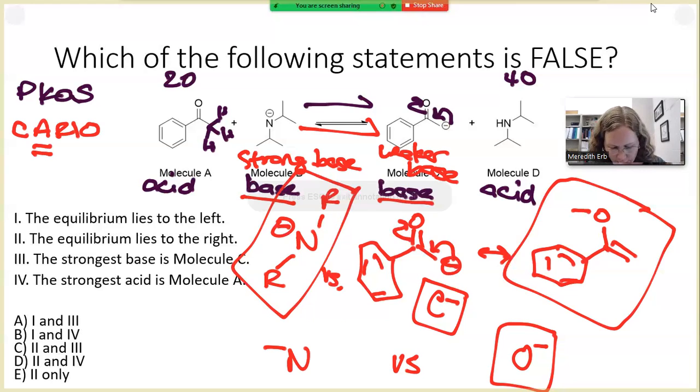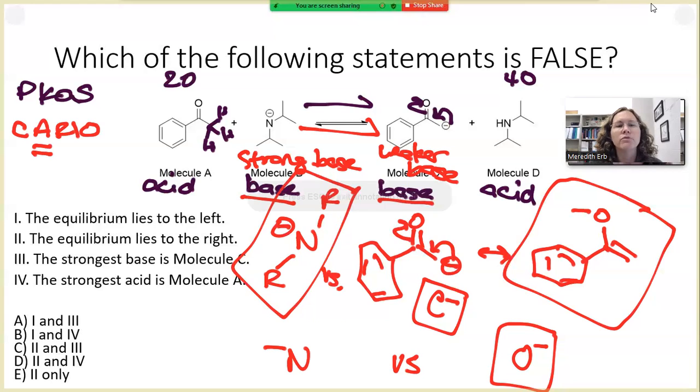Now that we've thought out the question, let's look at our answer choices. I always recommend thinking out the problem first and then looking at the answer choices, because sometimes the answer choices are meant to trip you up. So think about the question first, and then let's take a look at our answer choices.